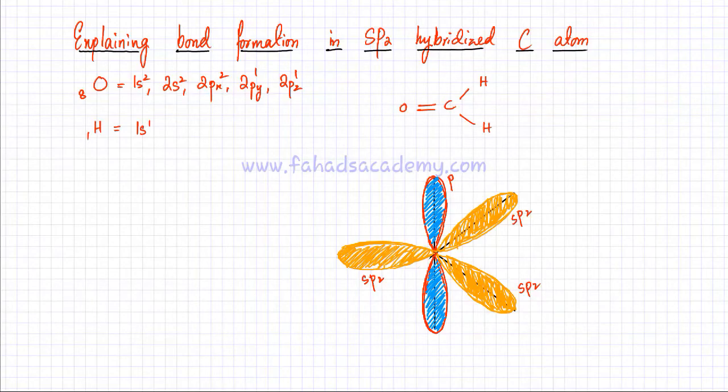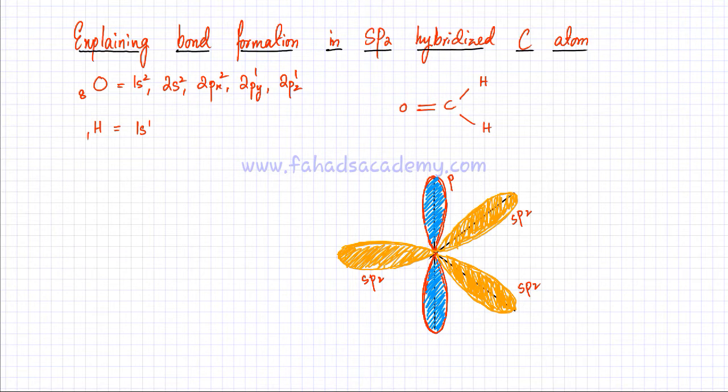I'm going to try and explain to you bond formation when carbon is sp2 hybridized. So we're going to talk about the carbon atom, and we're going to specifically talk about this molecule first. You have this carbon atom and it is bonded to 3 atoms, which basically means that whenever carbon is bonded to 3 atoms, carbon is sp2 hybridized.